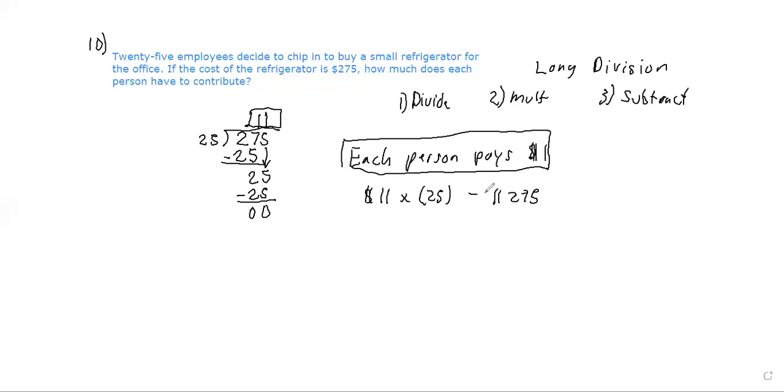So let me write this again. It's 11 times 25 equals $275. Right, that's a 7, guys.